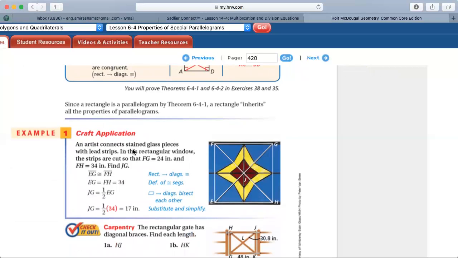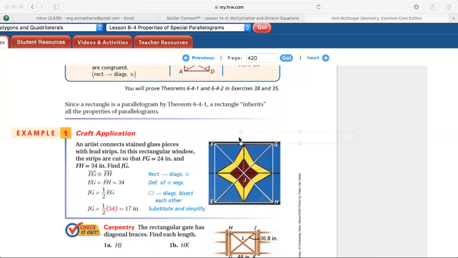An artist connects stained glass pieces with LED strips. In this rectangular window, the strips are cut so that FG is equal to 24 inches and FH is equal to 34. Find JG. So it is mentioned that it is a rectangle in this rectangular window. So I have here, let me write on the figure, it is better.